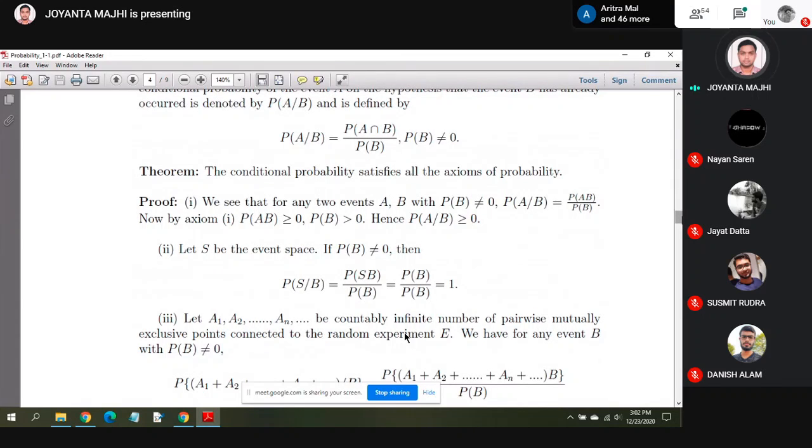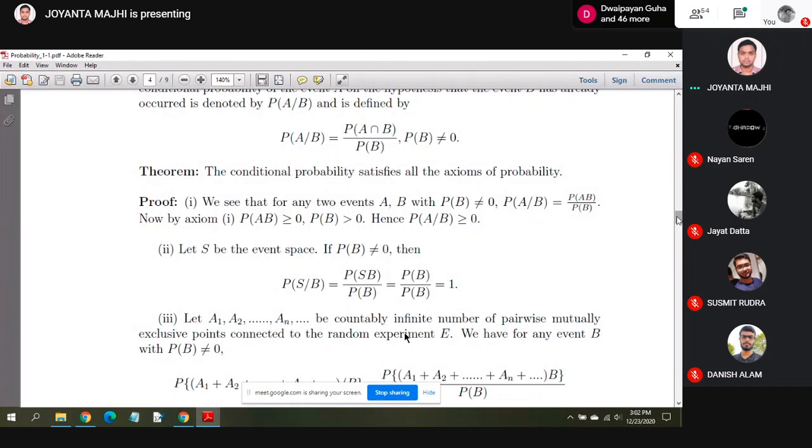The conditional probability also satisfies the three axioms of probability. That is, P of A is greater than or equal to 0, P of S is equal to 1, and if we consider a countably infinite number of mutually exclusive events, then the probability of the union of the countably infinite number of mutually exclusive events is equal to the summation of the probabilities of those particular events. Let us check them separately.